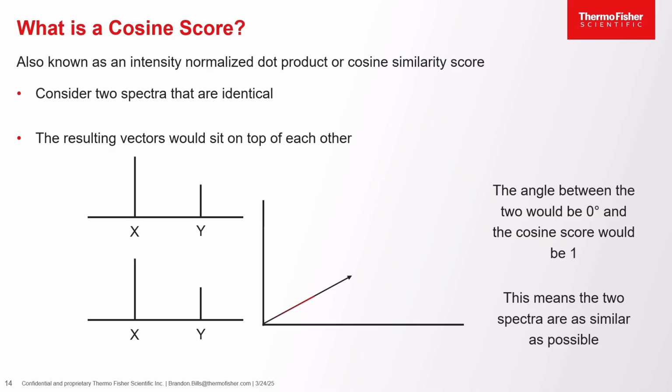Consider 2 spectra that are identical. The resulting vectors sit right on top of each other. The angle between the two would be 0 degrees, and the cosine score of 0 is 1. This means the two spectra are as similar as possible.